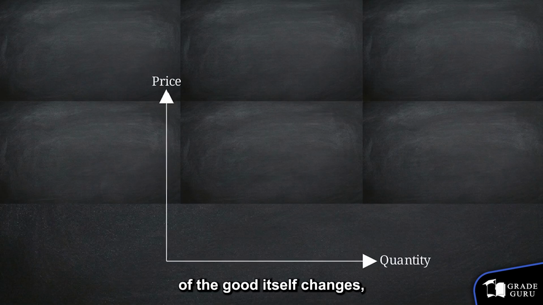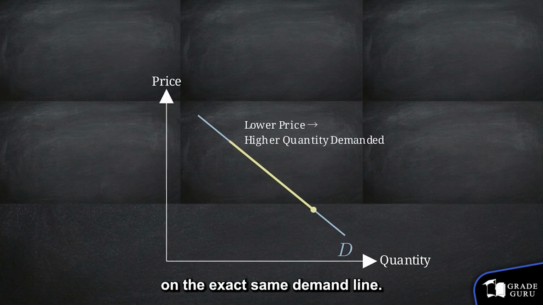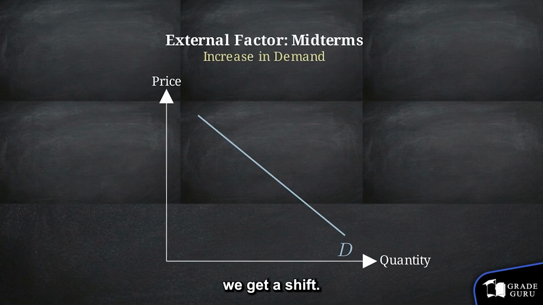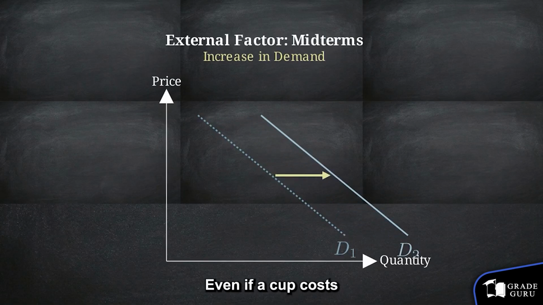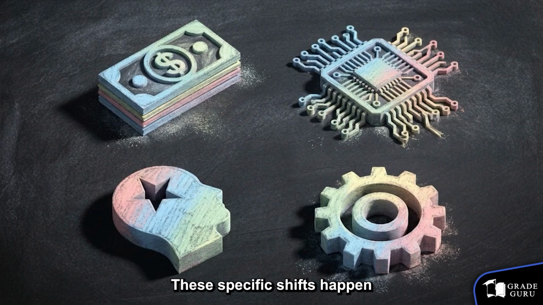When the price of the good itself changes, we see a movement along the curve. For example, if a cinema discounts its tickets, the quantity demanded slides down to a higher point on the exact same demand line. But when external factors change, completely independent of the item's current price, we get a shift. During midterms, students want more coffee. Even if a cup costs exactly the same as yesterday, the entire demand curve moves to the right. These specific shifts happen due to changes in income, technology, buyer preferences, or resource prices.